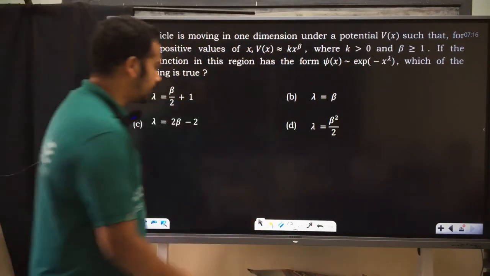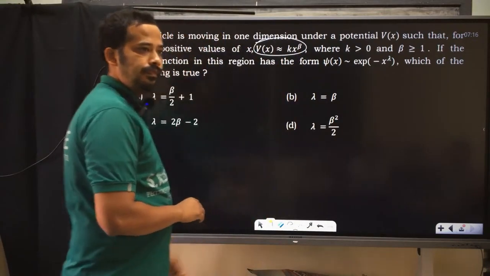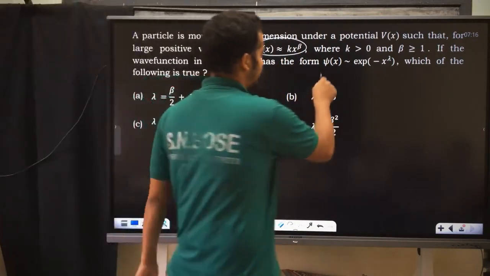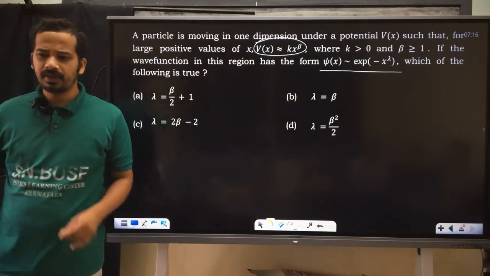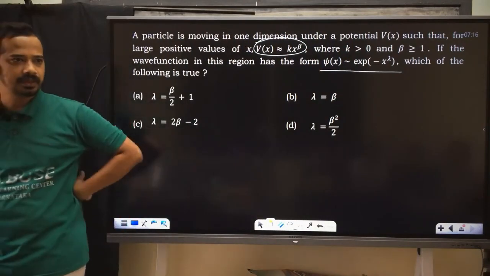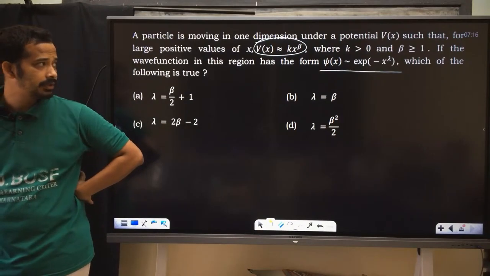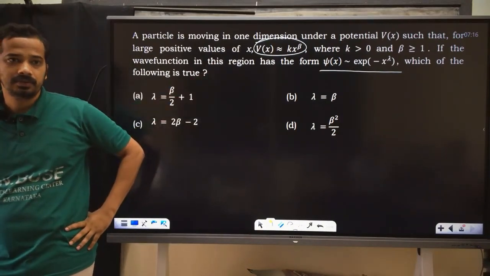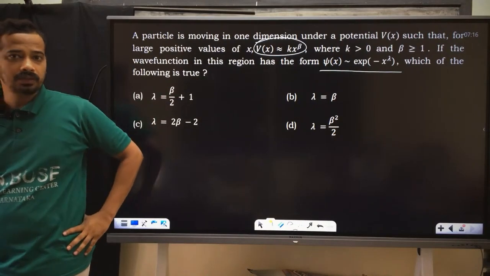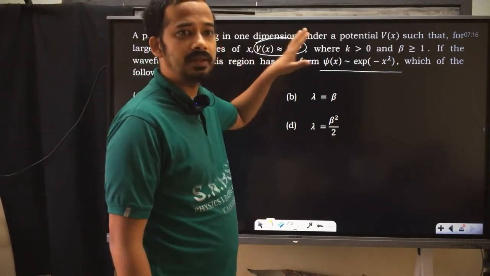This is the potential only for large x values. This is the wave function, isn't it? If the wave function is given, we can find the potential. We had one idea, am I right? Now he is not asking for the potential. He is asking for the beta-lambda relation. That's why, while doing the problem, you have to make that approximation.